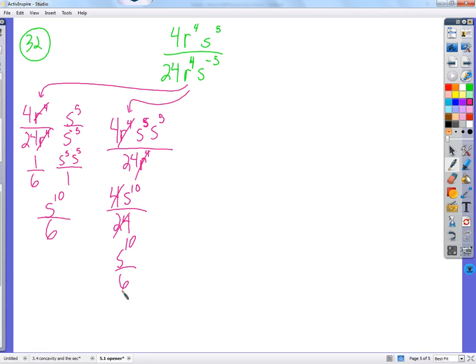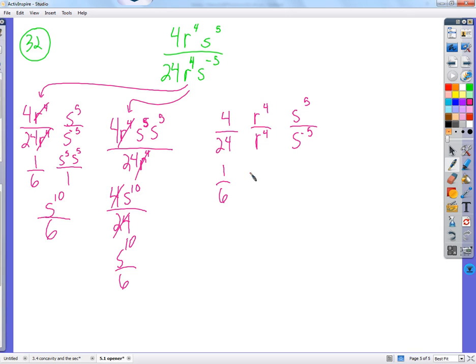How about this? Could we do 4 over 24 times r to the 4th over r to the 4th times s to the 5th over s to the negative 5th? Okay, kind of similar to what Emily did to start with. And here we'll just simplify each one where they're relatable. 4 divided by 24 would be 1/6.